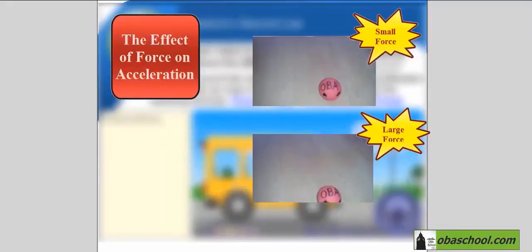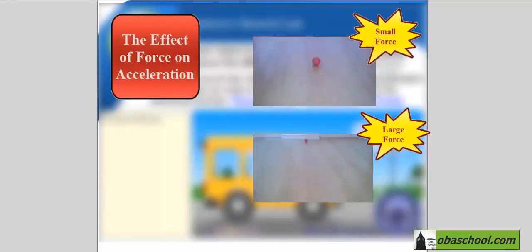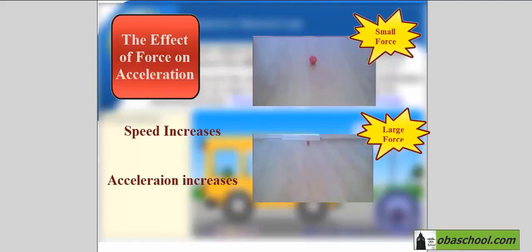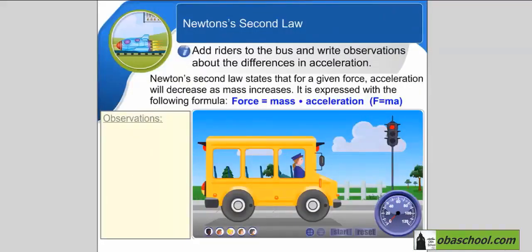So let's see these videos. We have the same ball, there is a small force acting on it, and then there is a large force acting on it. We can see that the larger the force, the speed increases and acceleration increases.